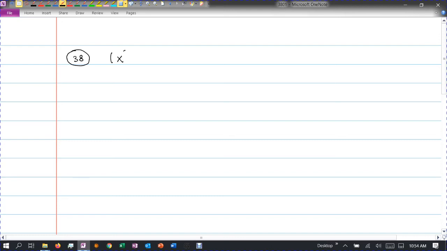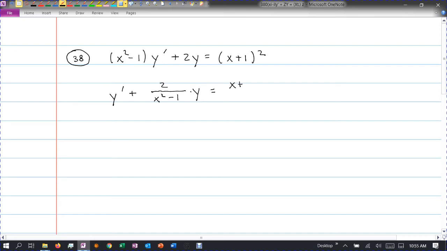x squared minus 1 y prime plus 2y equals x plus 1 squared. Alright, going for y prime here. Everything looks good. Just divide through by x squared minus 1. That gives y prime plus 2 over x squared minus 1 y equals x plus 1 squared over x squared minus 1.